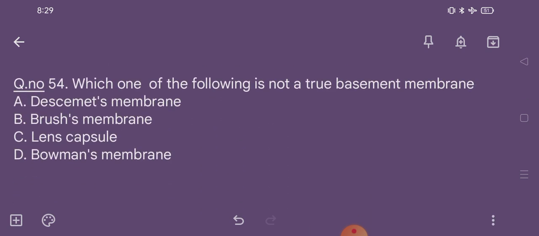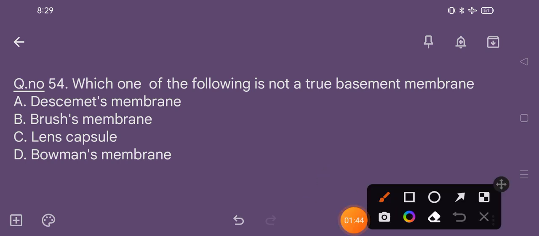Now question number 54. Which of the following is not a true basement membrane? Option A is Descemet's membrane, option B is Bruch's membrane, option C is lens capsule, and option D is Bowman's membrane. So which of the following is not a true basement membrane? The correct option is option D, that is Bowman's membrane.